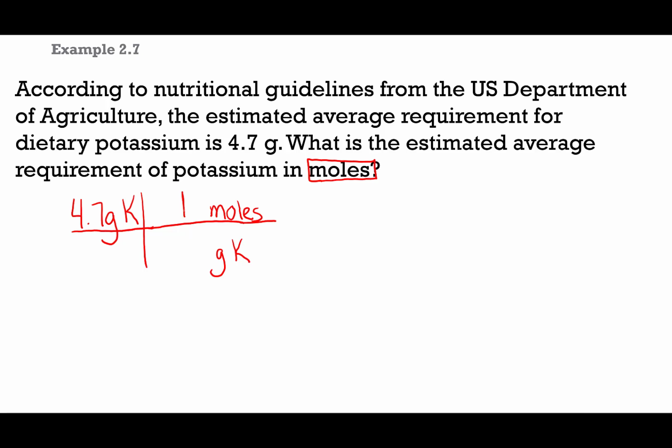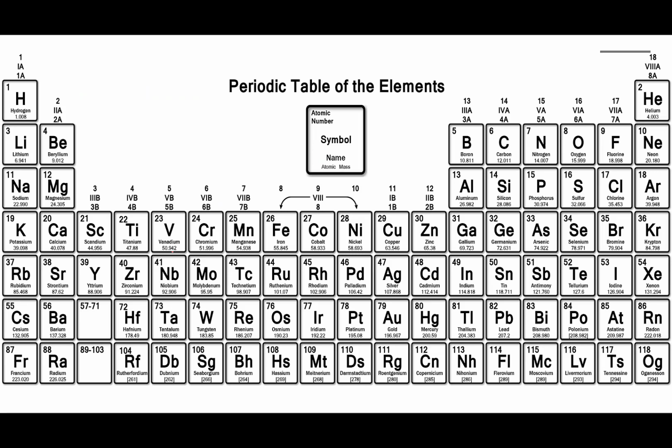Now for grams, what number is attached to grams? Well, here's where we have to go to the periodic table. The substance that we're dealing with is potassium. So I'm going to go to the periodic table. I'm going to find potassium on the periodic table. And I'm going to see that the atomic mass is 39.098. Where did I get that number? I got it from right here on the periodic table. So just copy that into my problem.